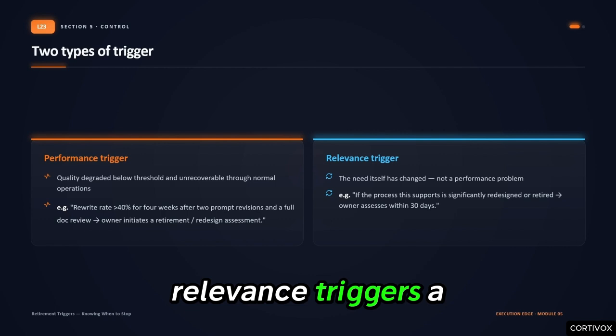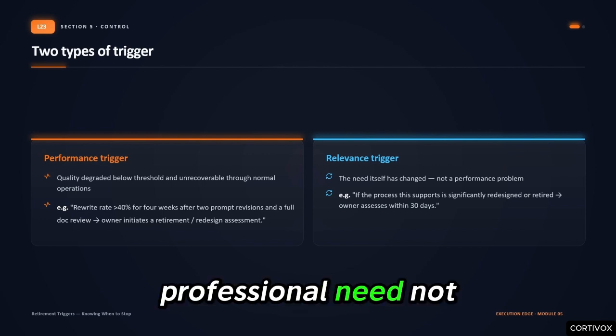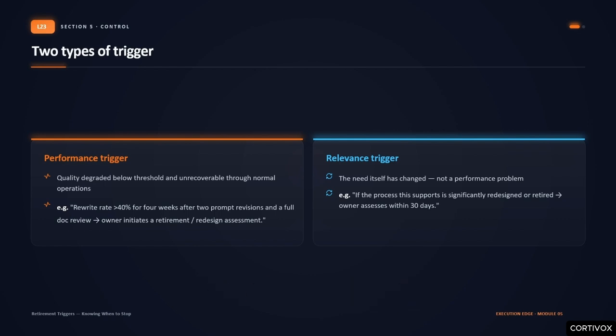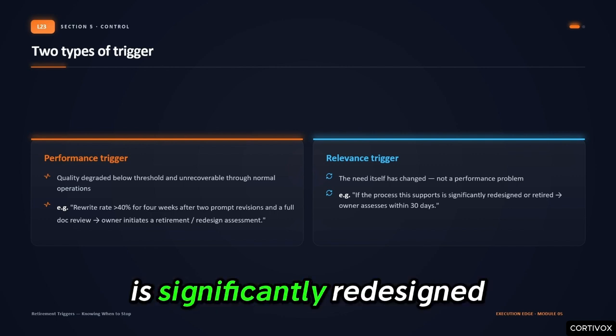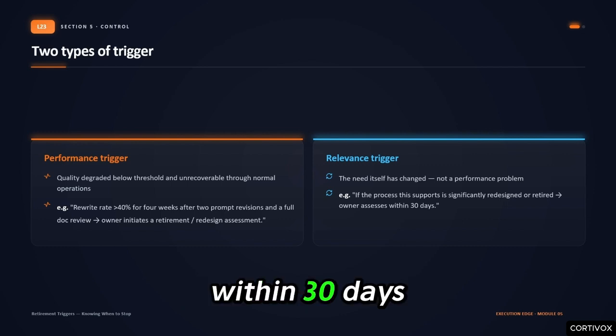Relevance triggers. A relevance trigger specifies conditions under which the system no longer addresses a genuine professional need, not because it is performing poorly, but because the need itself has changed. Example: if the professional process this system supports is significantly redesigned, replaced, or retired, the named owner initiates an assessment of whether the system remains appropriate within 30 days.